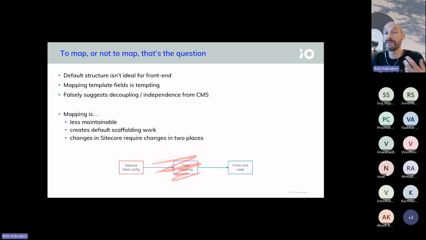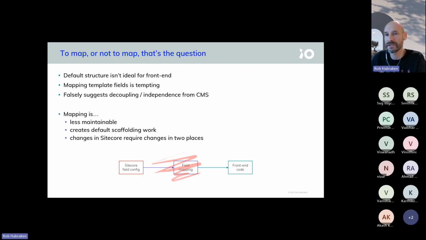So it creates a lot of default scaffolding work too. With each item, each change in Sitecore, you need to update your mapping. And you're also repeating configuration. And one way or the other, you have to use the data model anyhow, because it's in your field mapping. So you're only kind of shifting the location of your challenge. I think it falsely suggests decoupling and independence of the CMS.